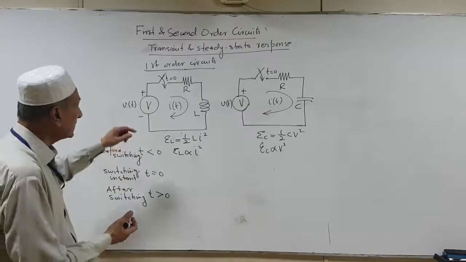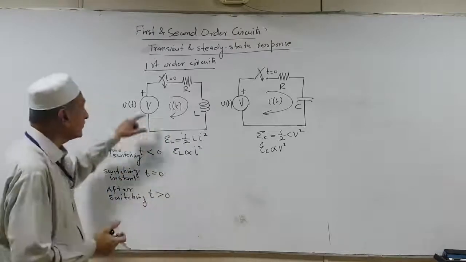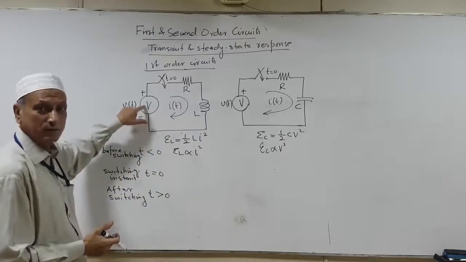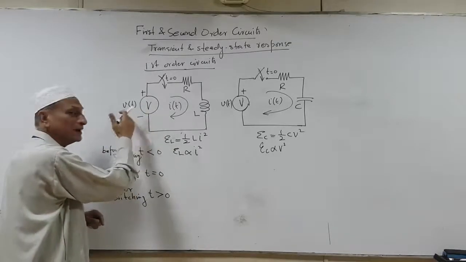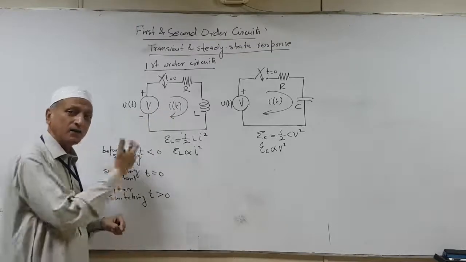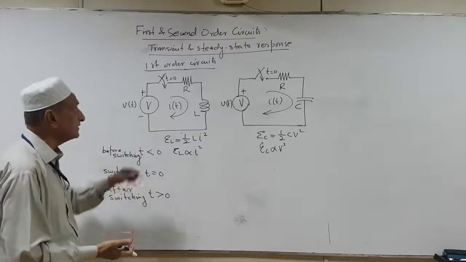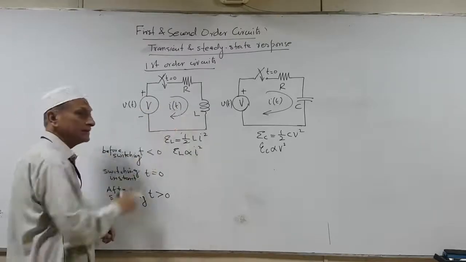The time domain analysis over here for the first and second order circuits will be based on a steady voltage or DC voltage. We have to go for this notation in terms of the time domain, voltage as v(t) and current as i(t) in all the foregoing analysis. So let's first of all consider an RL circuit.